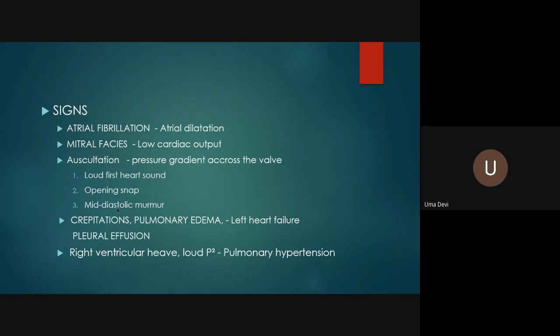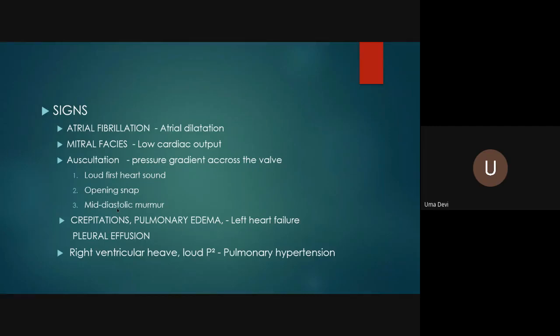When we talk about auscultation, the typical findings in mitral stenosis: when you auscultate the mitral area, the first heart sound will be loud, the second heart sound normally heard, then there'll be an opening snap followed by a rough rumbling, low-pitched mid-diastolic murmur with a pre-systolic accentuation ending with a loud S1. That is how a mitral stenosis patient typically presents.